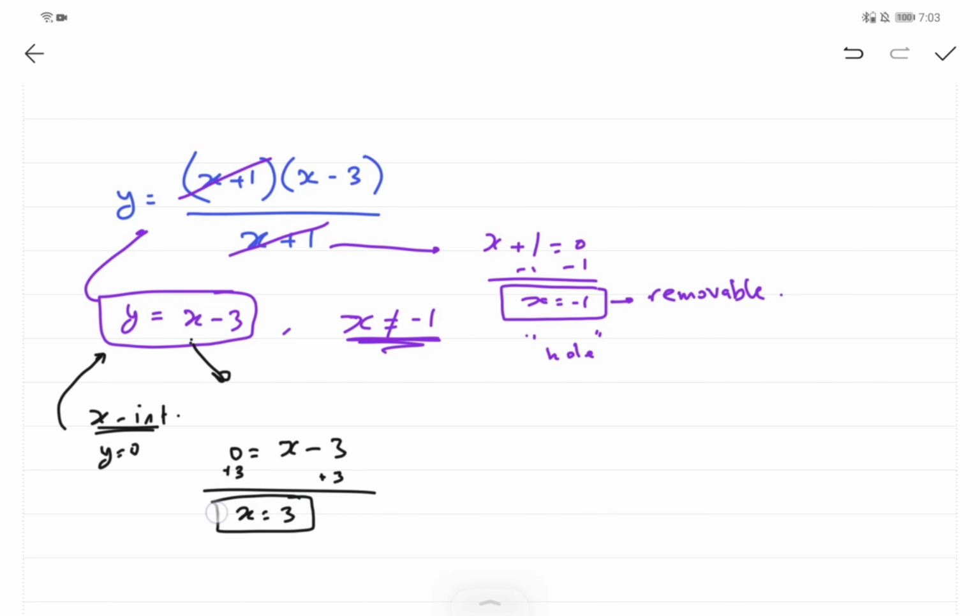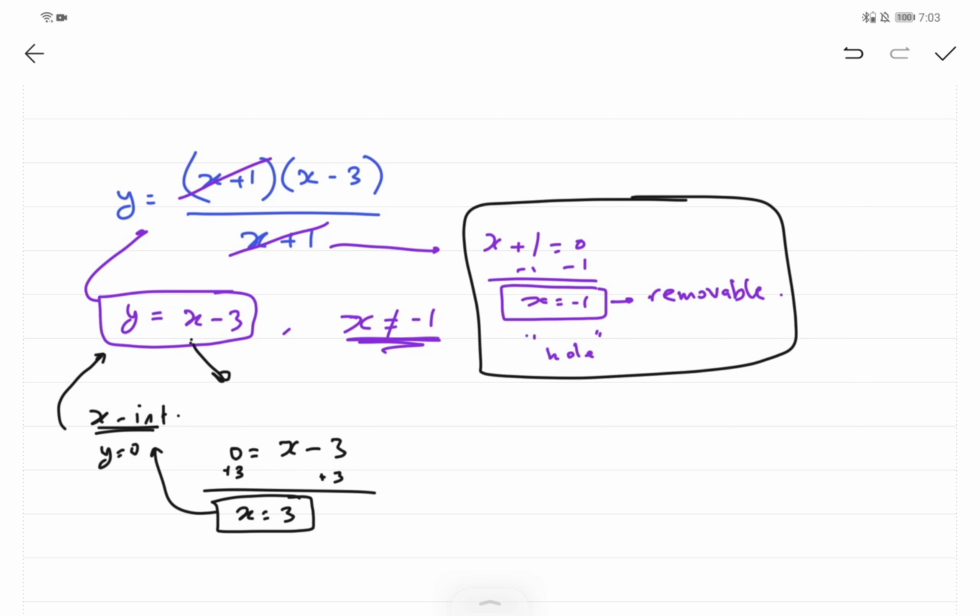Now remember, this is the x-intercept. This is not the point of discontinuity. This is something else. Now the graph of the line y equals x minus 3 is going to intersect the x-axis at x equals 3.